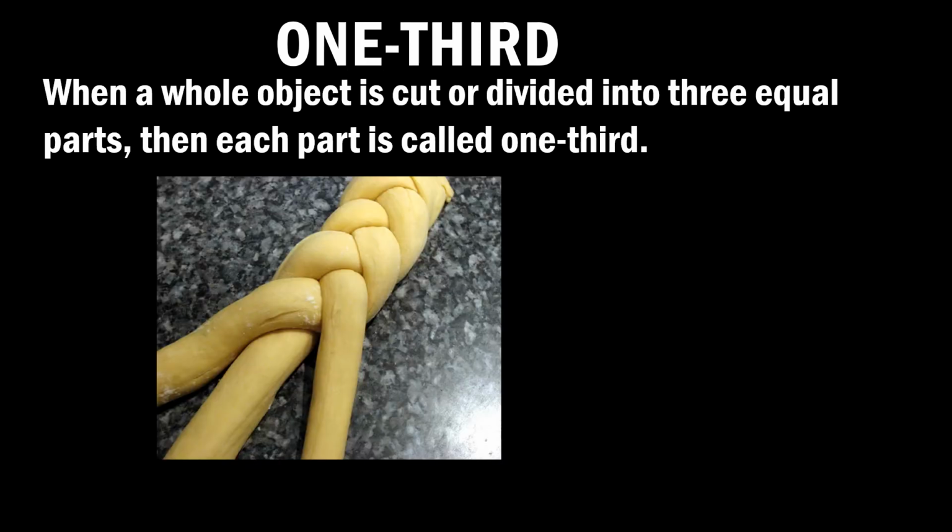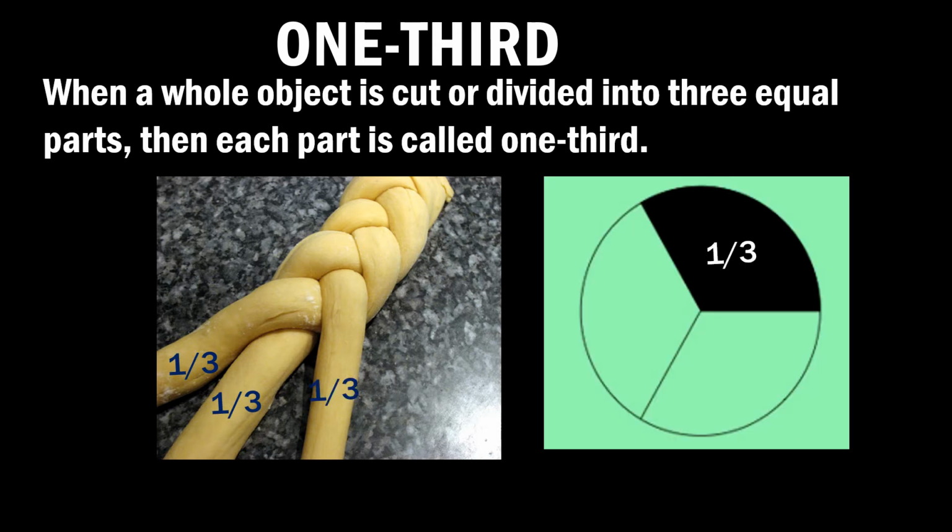So let us look at this picture. It is divided into three equal parts. So each part is 1 by 3, one third. So here one part has been shaded, one third, and we have two more one thirds. So it is written as 1 by 3.